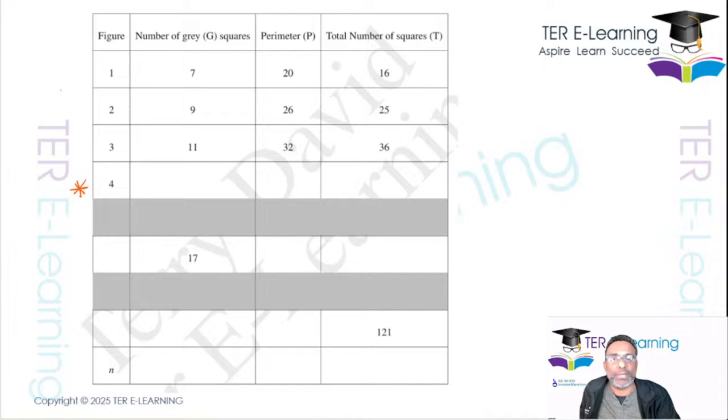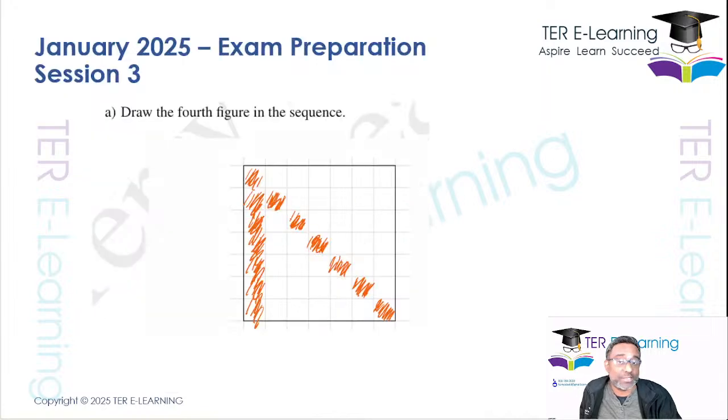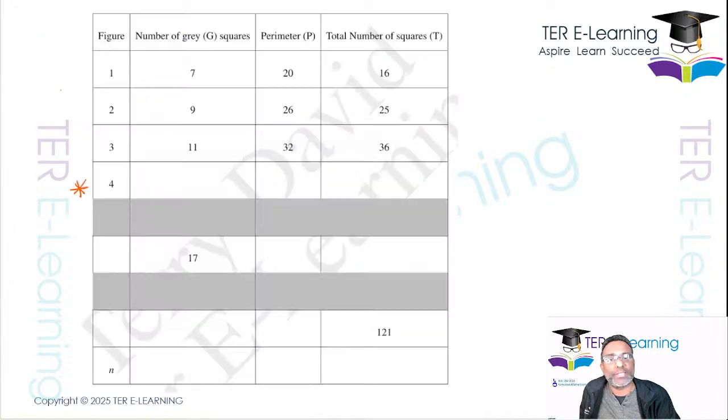So the total number of gray squares, we just need to count it. That'll be 1, 2, 3, 4, 5, 6, 7, 8, 9, 10, 11, 12, 13. So I'm getting 13 gray squares here. So this is going to be 13.